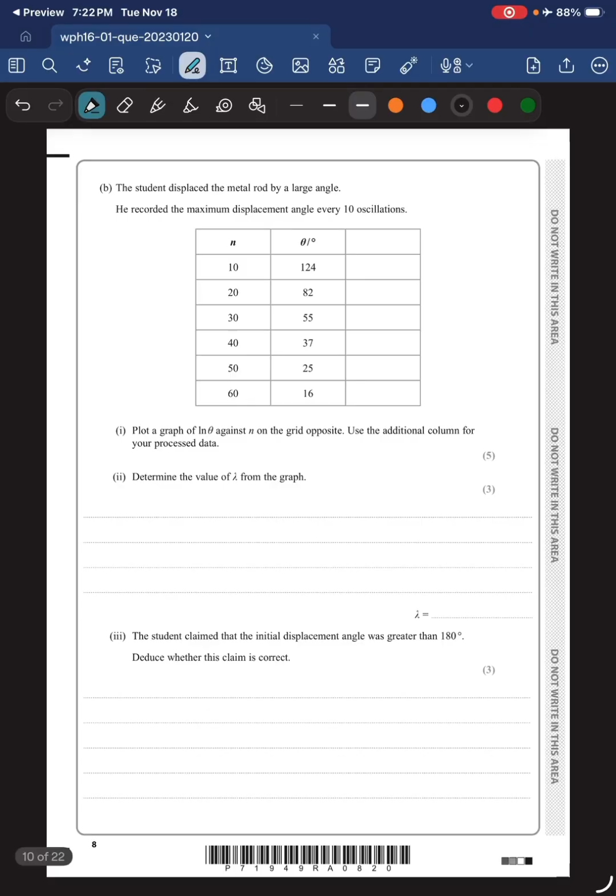Let's move on. Part B. The student displaces the metal rod by a large angle. He recorded the maximum displacement angle every 10 oscillations. Question I. Plot a graph of ln of theta against n on the grid opposite. Use the additional column for your processed data. Okay, so we are given n and theta, so we have to calculate the ln of theta.